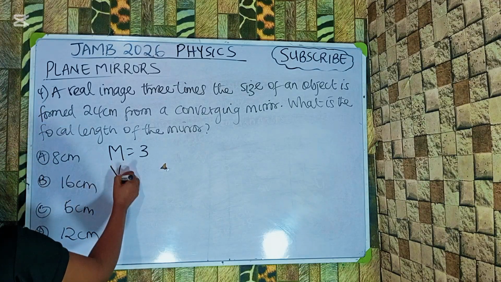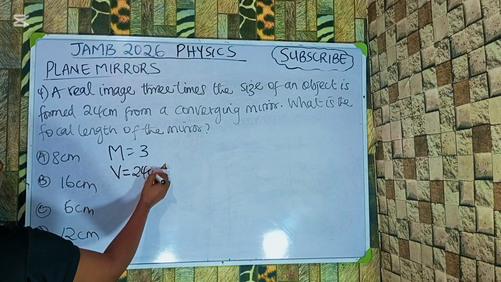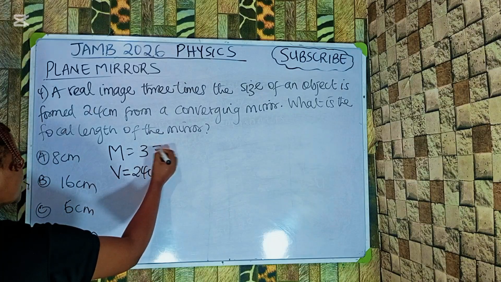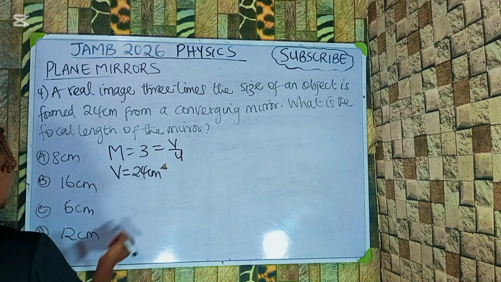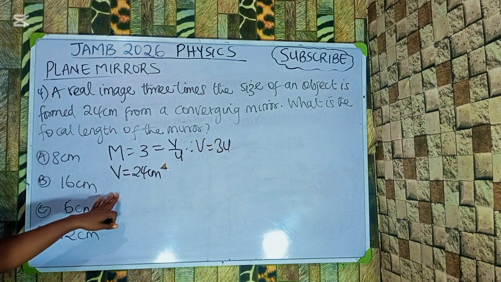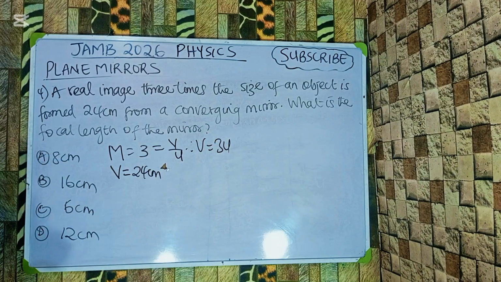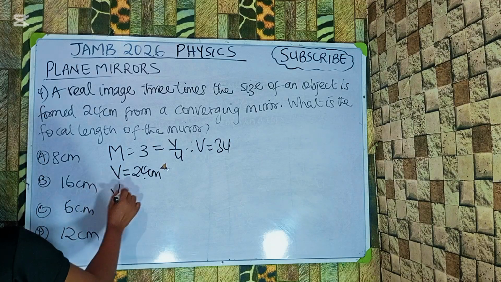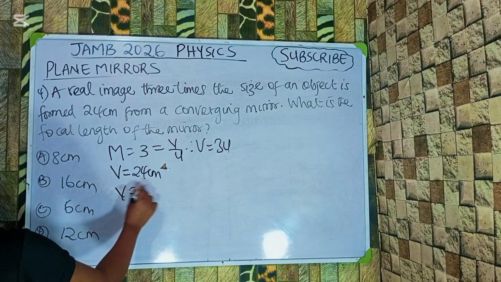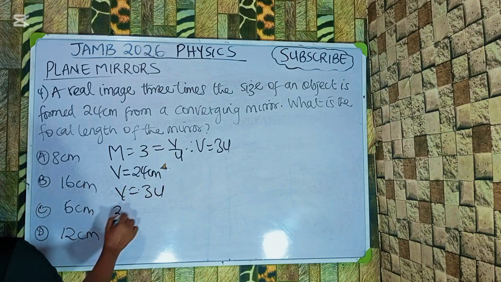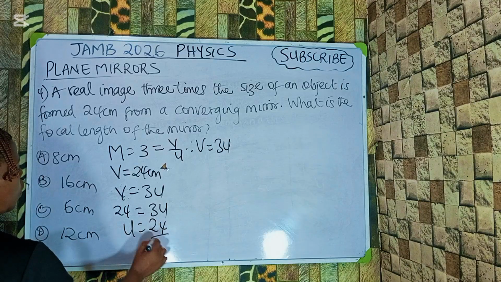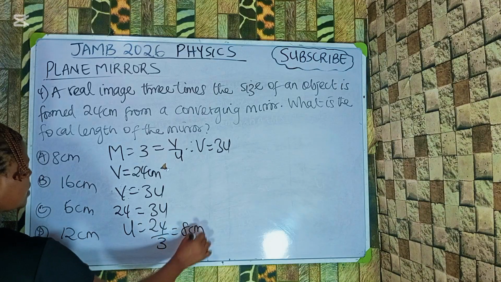So the image distance is 24 cm. What are we looking for? The focal length. Now remember that magnification is equal to v over u. So we can say therefore that v is equal to 3u. Now if v is 3u, we can get our u. With v equal to 24, 24 is equal to 3u, so u is 24 divided by 3, which gives me 8 centimeters.